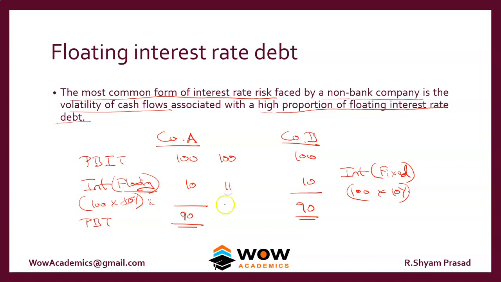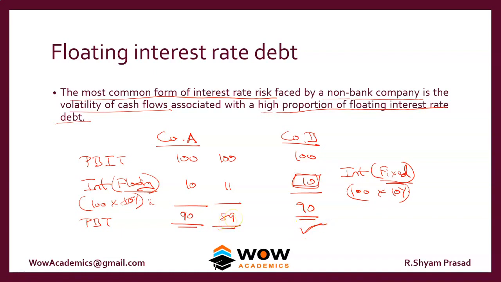So what happens is this might become 11 and the profit will become 89. For company B, as it is the same fixed rate, whatever is going to be changing in the floating rate will not affect the fixed rate. So it will have the same 10. So what would happen is the 90 will always be 90.